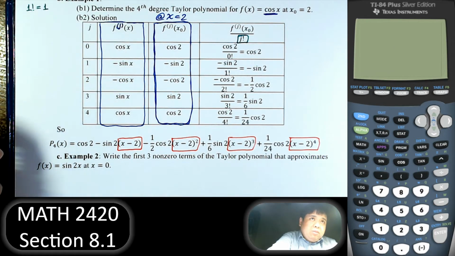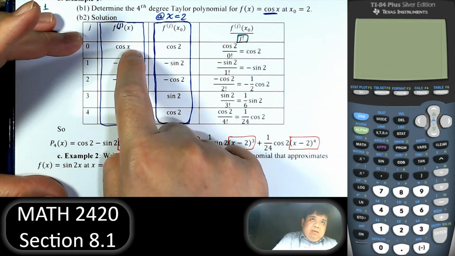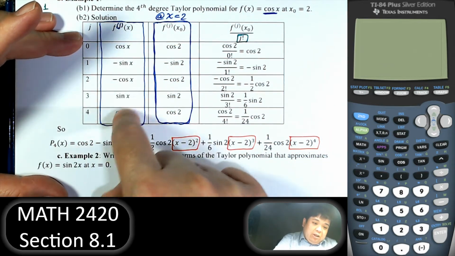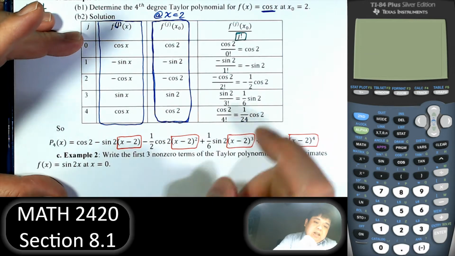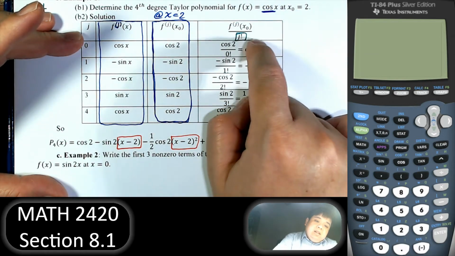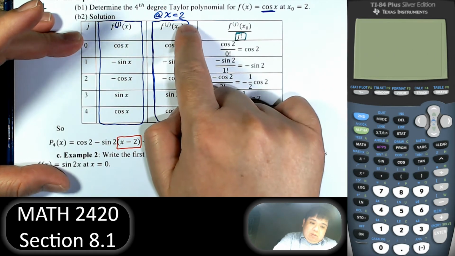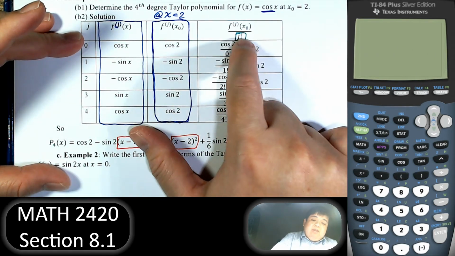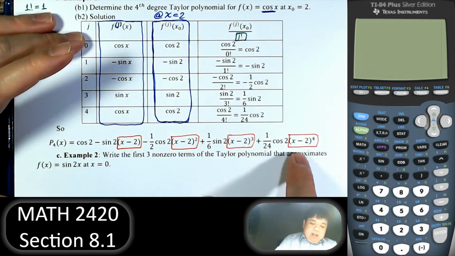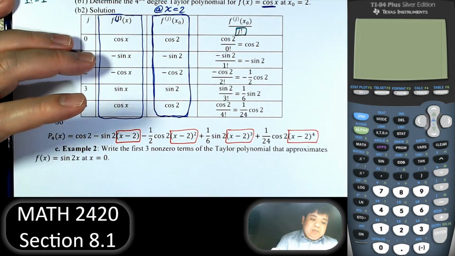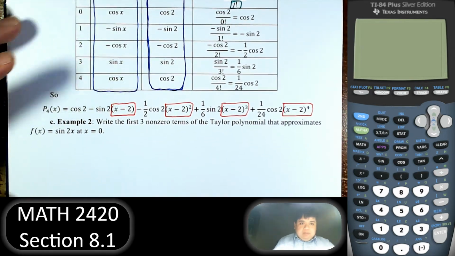But once again, when we do this, keep taking derivatives, put in the values, evaluate, divide by the factorial, and at the end we just multiply by the power.